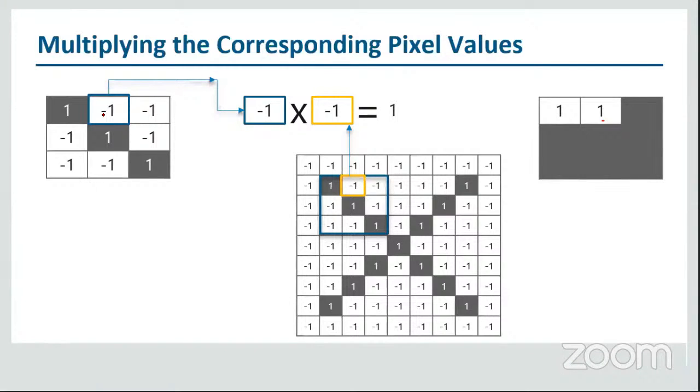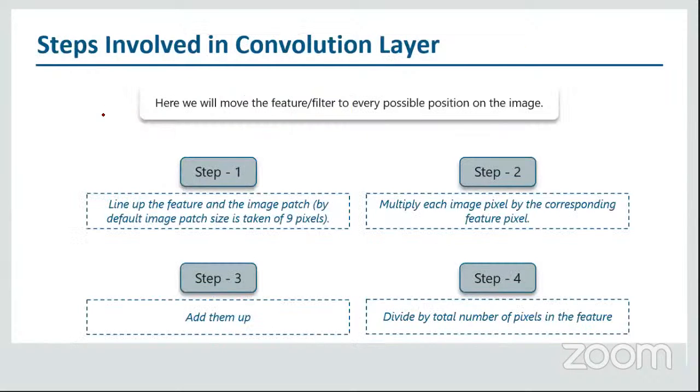If you see here, we move the feature or the filter to every possible position on the image. Then once we have multiplied, we add them up and divide by the total number of pixels in the feature. See how we do it: Step 1, we line up. Step 2, we multiply. Step 3, we add up. And then finally we divide by the total number of pixels in that feature.